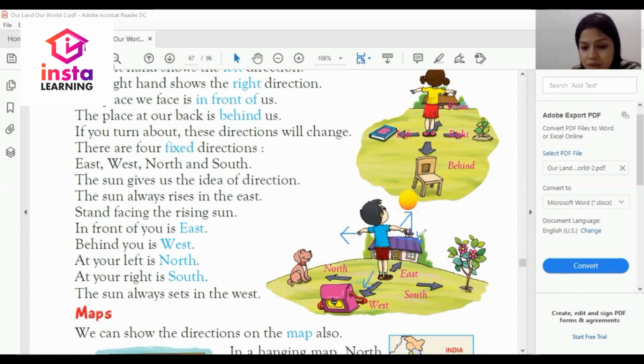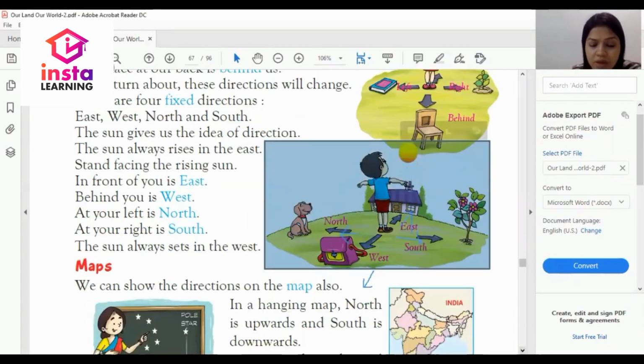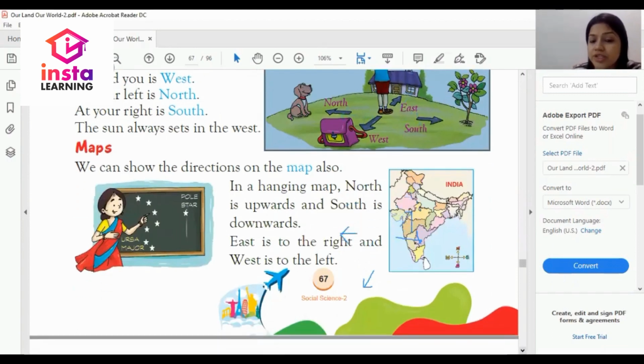So this is all about the directions. Let's discuss the second learning objective of the chapter, that is maps. We can show the direction on the map also. How? Let's see. This is the map of India. As you can see on my screen, this is the map of India.